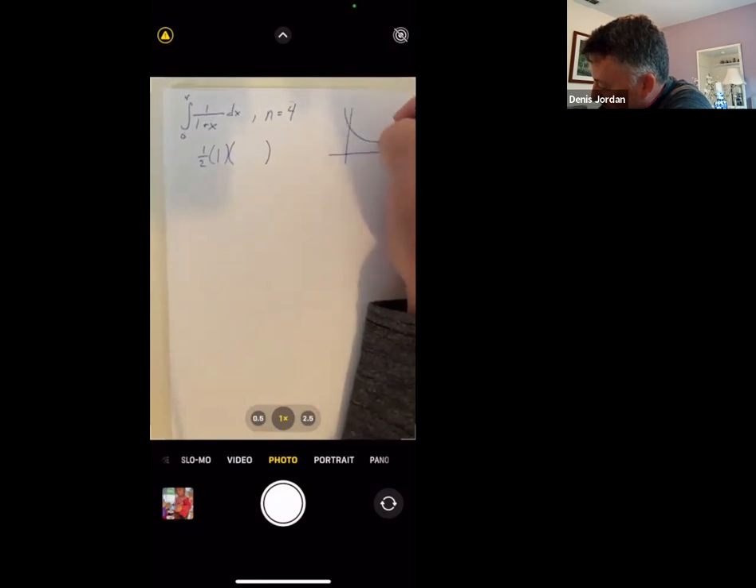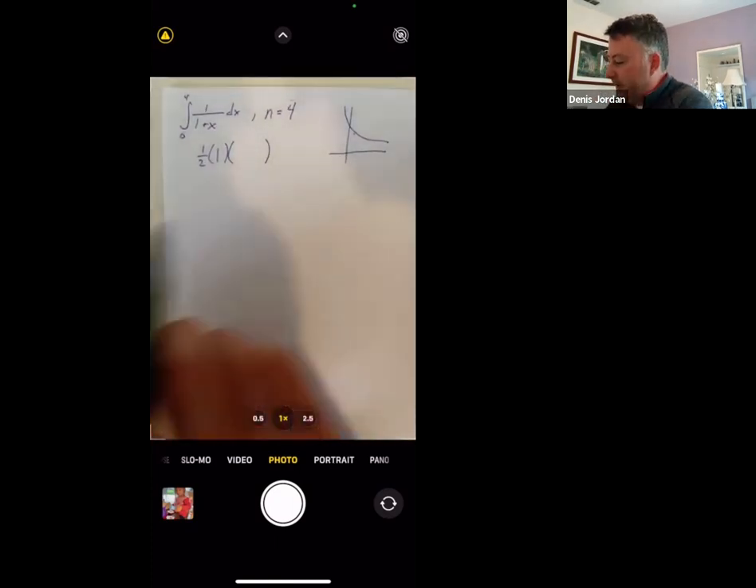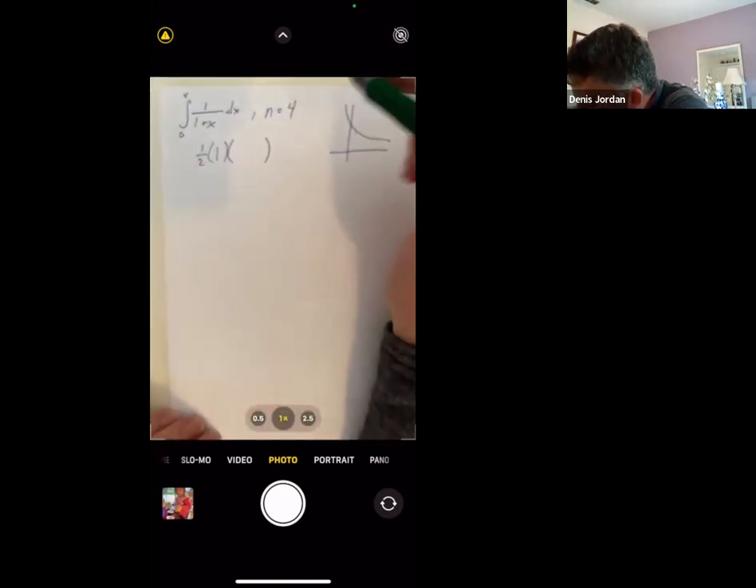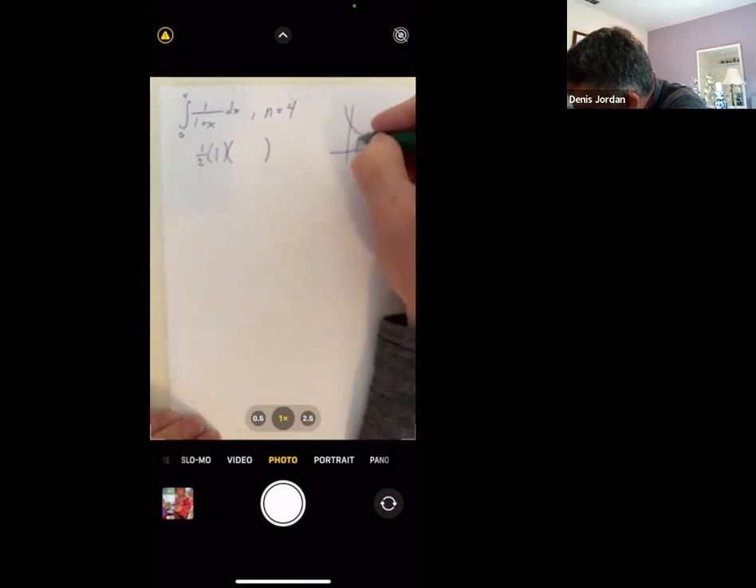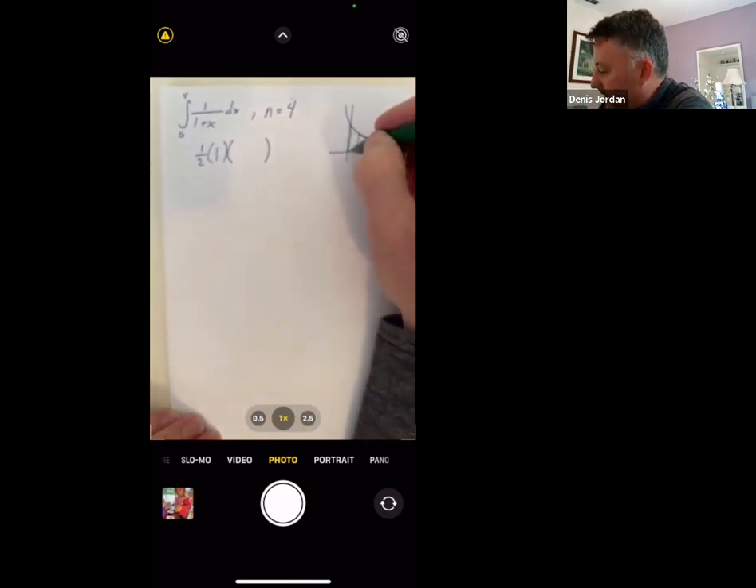So your trapezoids. Okay, so your curve is doing something like that. Your trapezoids are running up and down. So they're like this. So the height is actually going horizontal, which is weird. And the bases are the ones that are going up and down.